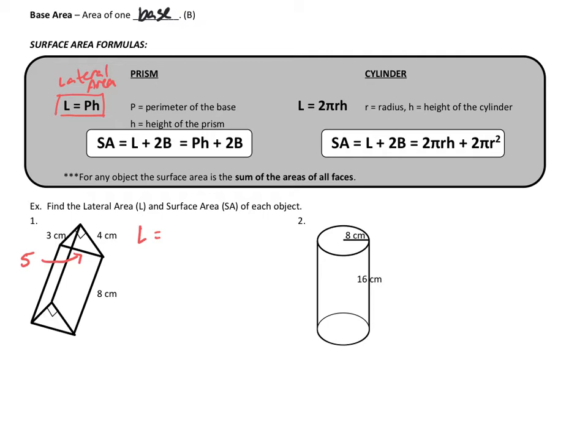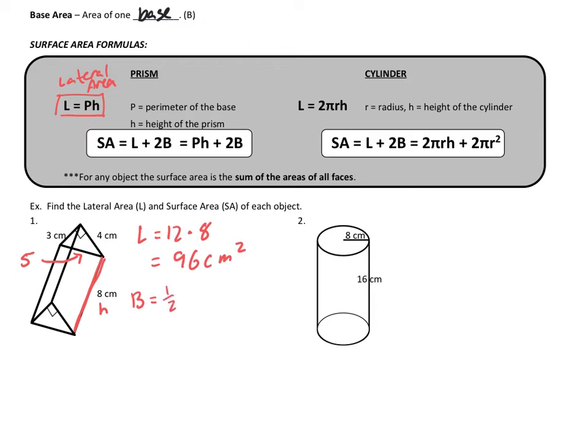So we can find the perimeter of our base: 3 plus 4 plus 5, which is 12, and we'd multiply that by our height. Because this is a right prism, our height is just the edge of one of our lateral faces, so times 8, which means our lateral surface area is going to be 96 centimeters squared. Before we find the total surface area, we do need to find the base area. Our base is a triangle, so we're just going to use the formula for the area of a triangle.